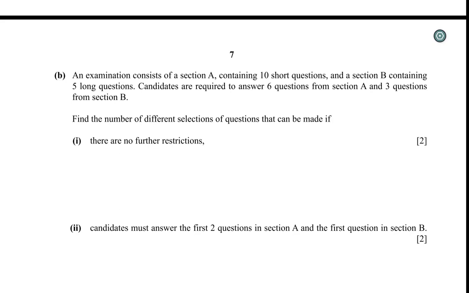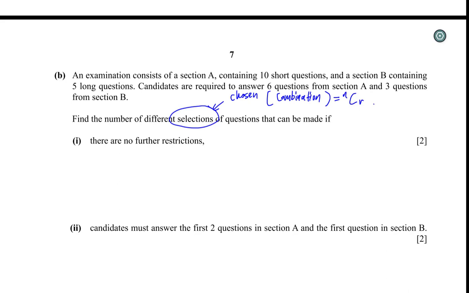an examination consists of section A containing 10 short questions, section B has 5 long questions. Candidates are required to answer 6 questions from section A and 3 questions from section B. Okay, so find the number of different selections. See the word selection? Most of the time when you see selection or chosen, this kind of word is for the combination. So it's nCr.